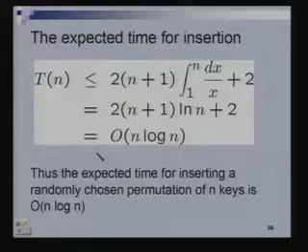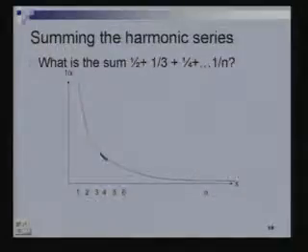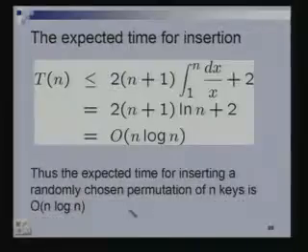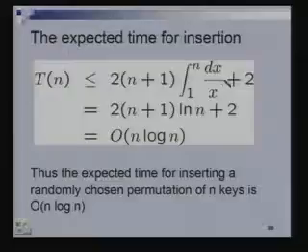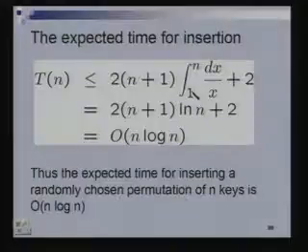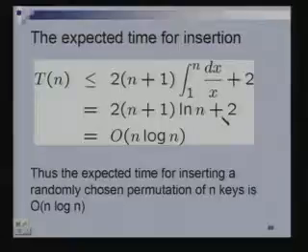Now recall what was our T of n. T of n was 2 times n plus 1 into this harmonic sum plus a 2. That harmonic sum was at most the integral of 1 by x from the limits 1 through n, plus a 2. This is log of x. At x equals n it is log of n, at x equals 1 it is 0, so it will just be log of n. So this is exactly this sum, which is order n log n.